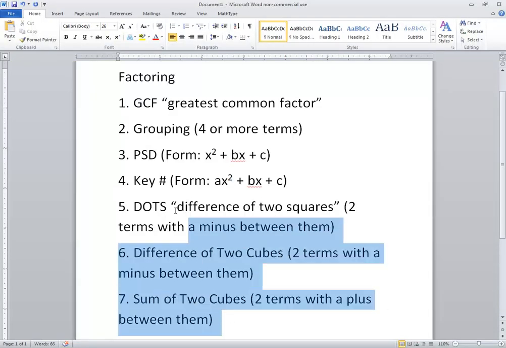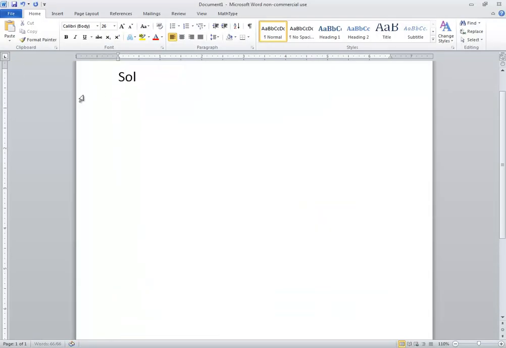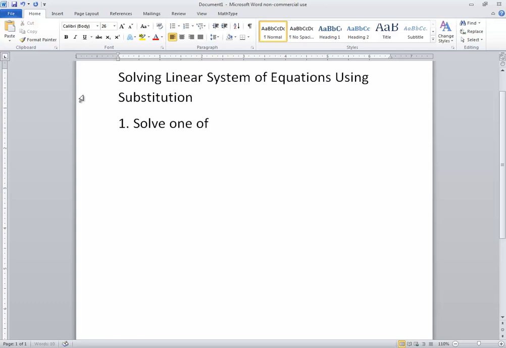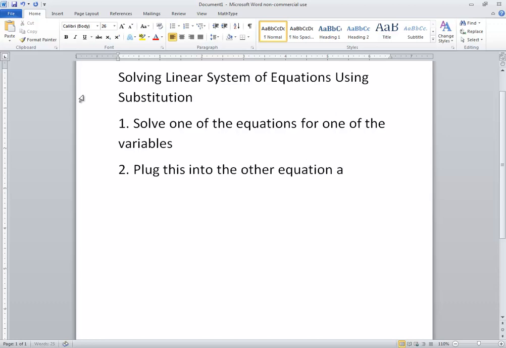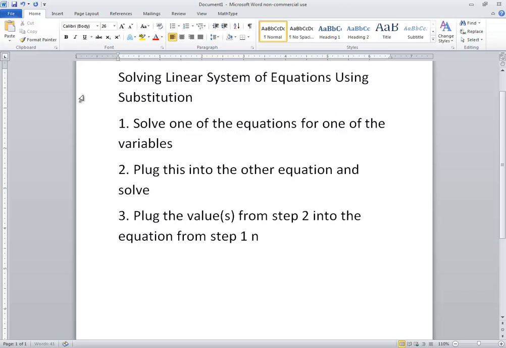Let's refresh your memory on solving a linear system of equations using substitution. Our first step, solve one of the equations for one of the variables. Step 2, plug this into the other equation and solve. Step 3, plug the values from step 2 into the equation from step 1 and solve.